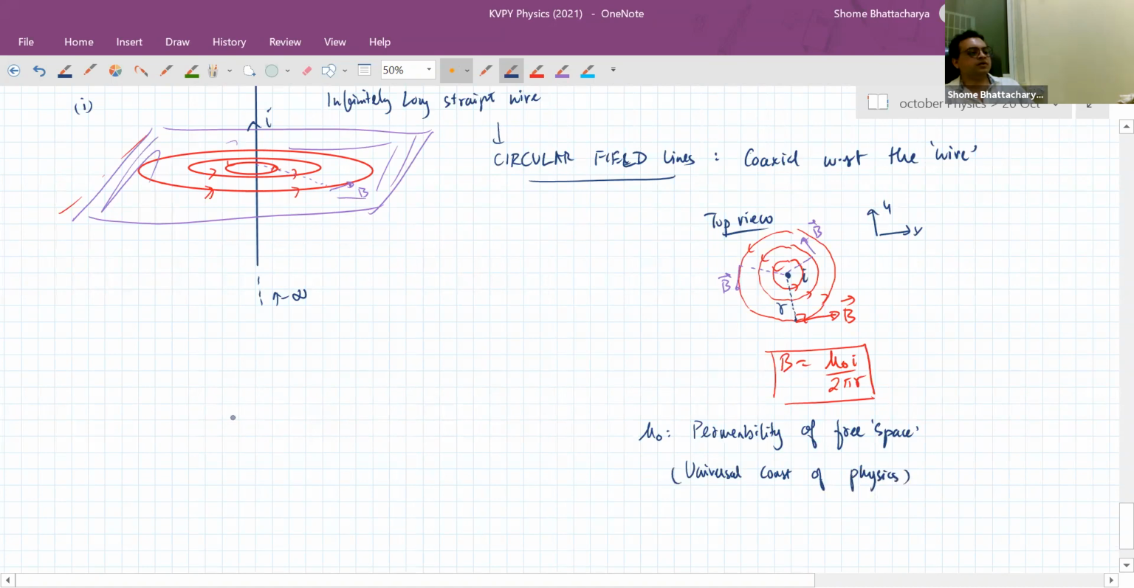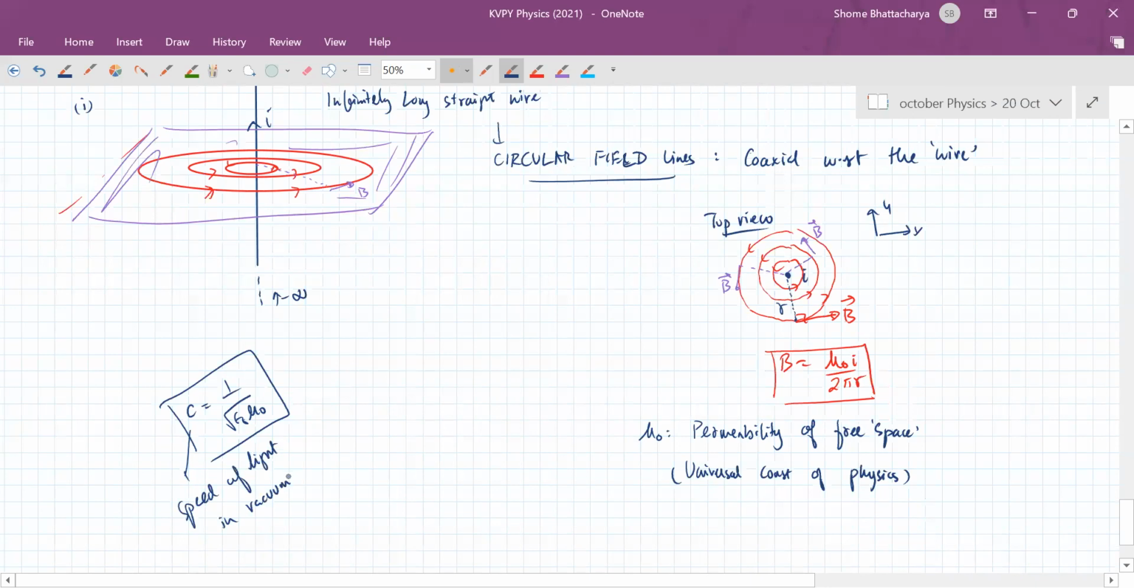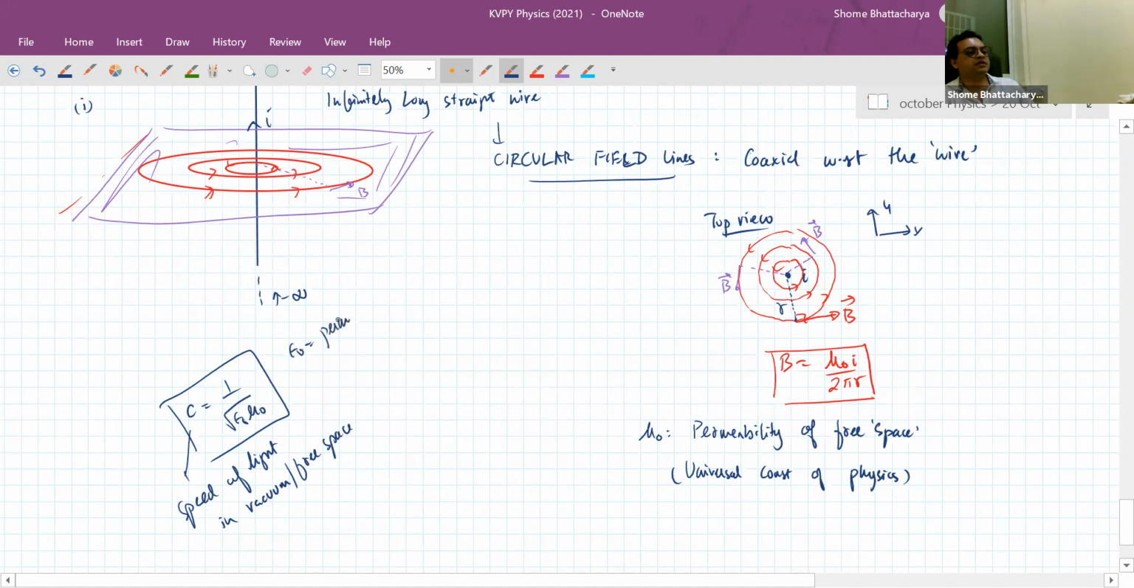And actually, there is a relation like this, that the speed of light in vacuum or air is given by this formula. So speed of light in air. Yeah. Okay. That is given by this formula. Epsilon naught is permittivity, which you discussed in electrostatics. Mu naught is now permeability.